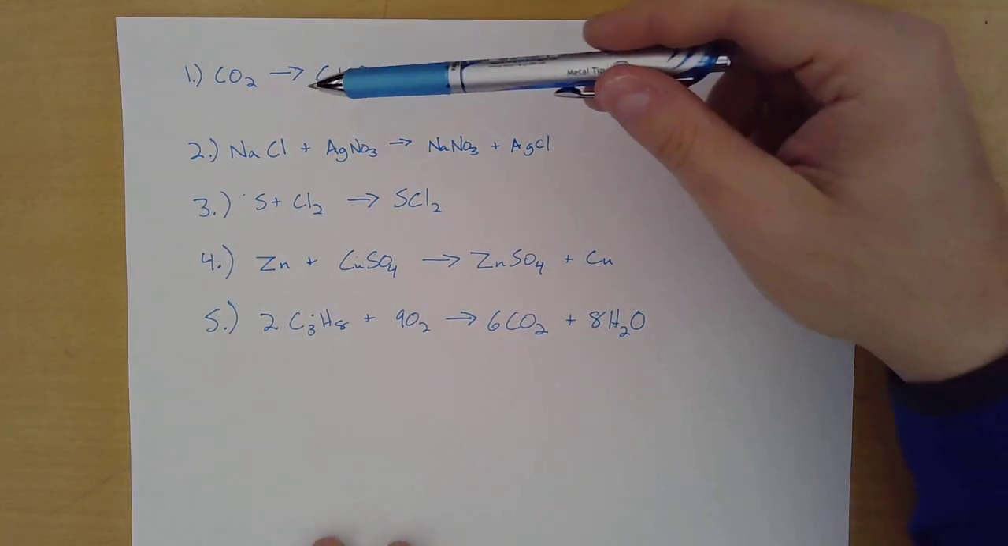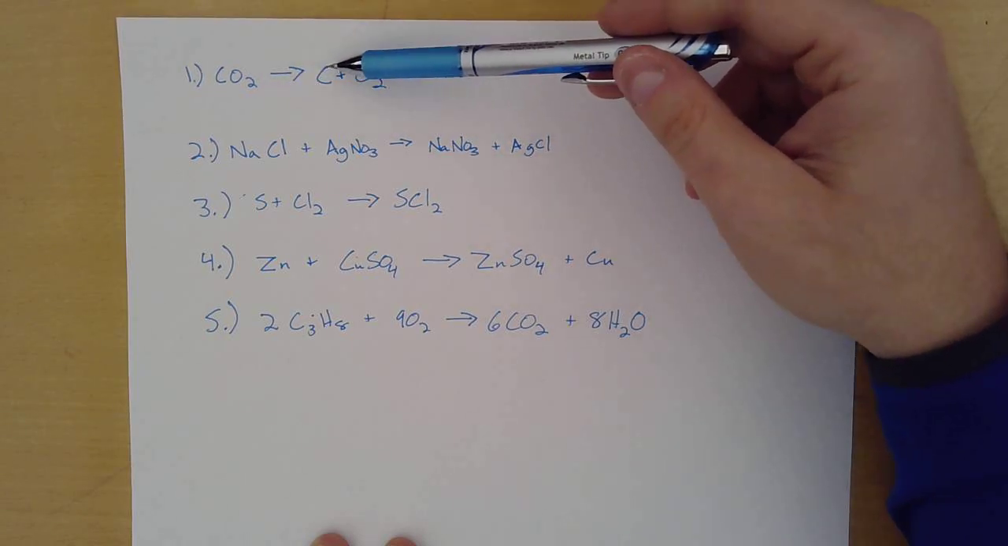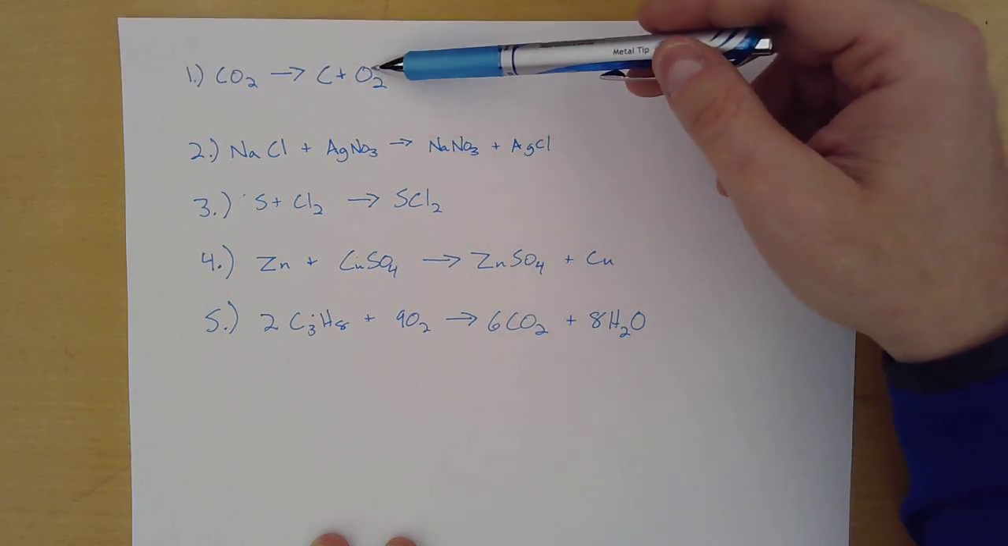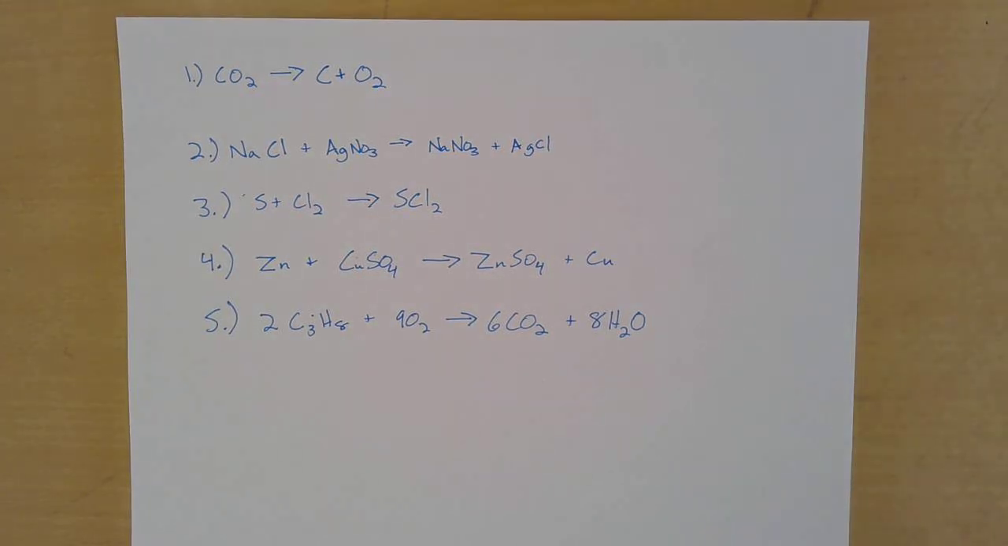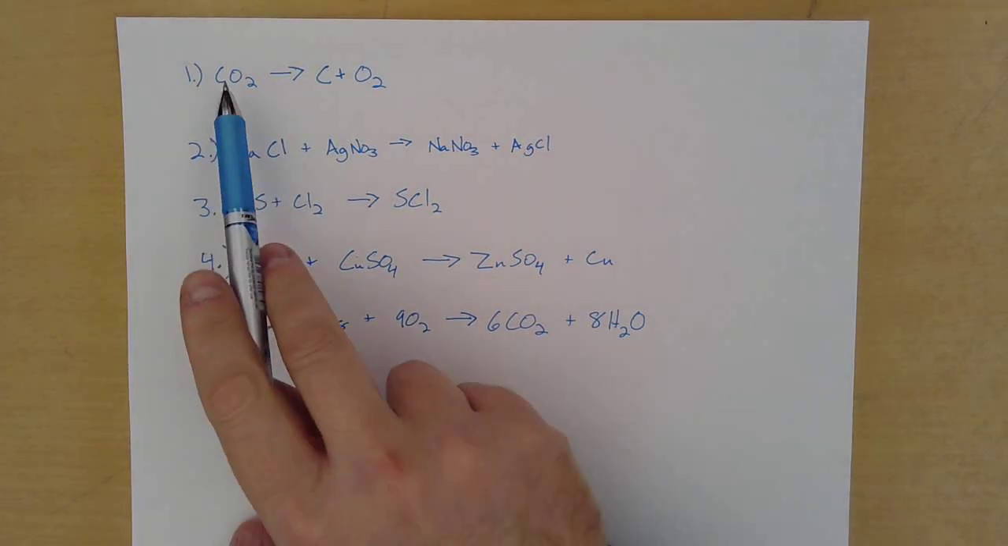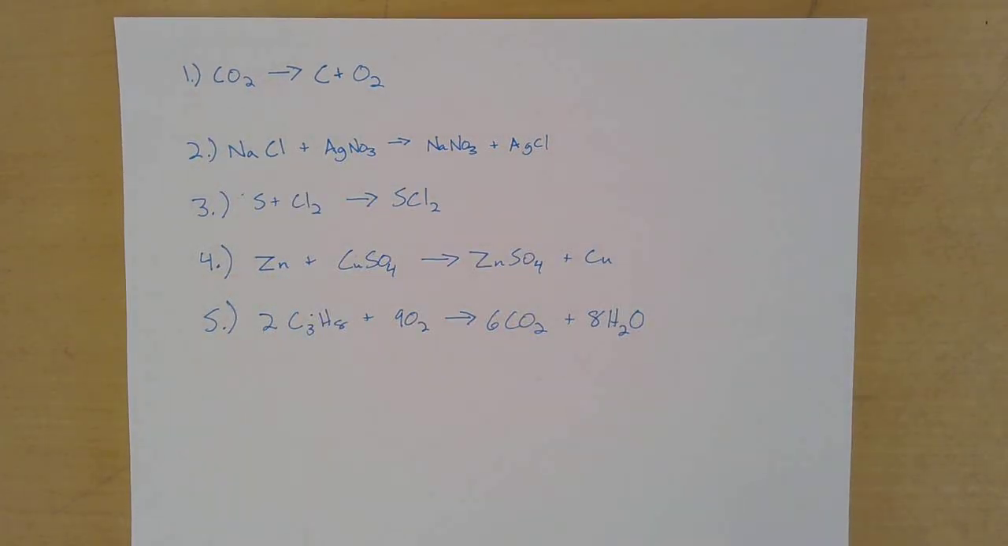Okay, so our first one here, I see a formula, and it's being broken down into an element and also a diatomic element, so there's 2 elements there. It looks like I had one complex thing and more simpler products. That's going to be our decomposition. It's decomposing, it's breaking apart.